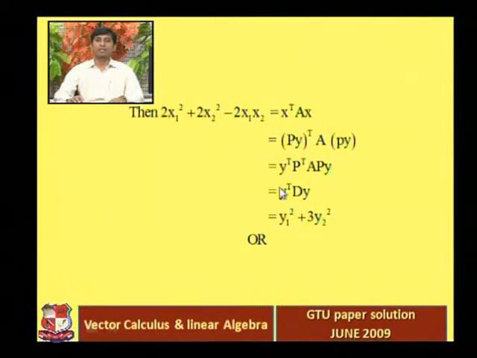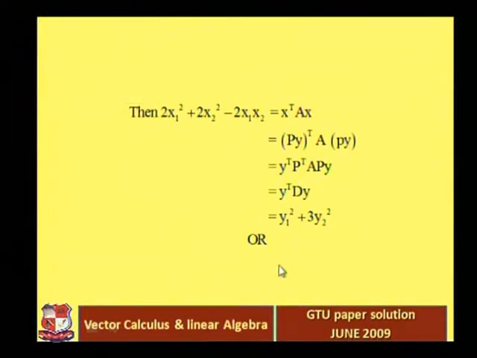So we use that property, we get Y transpose A transpose Y transpose P transpose A P Y, and this P transpose AP is a diagonal matrix D. So we can write Y transpose DY, that is exactly y1 square plus 3 y2 square.